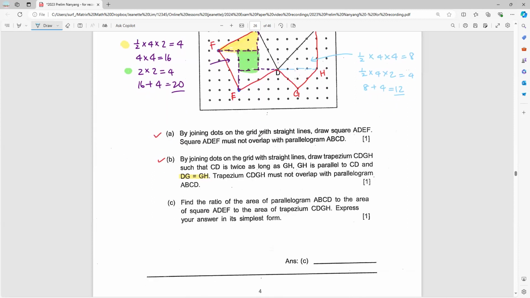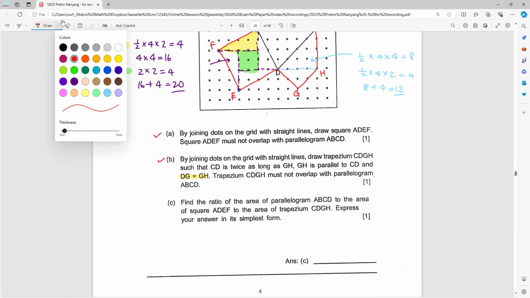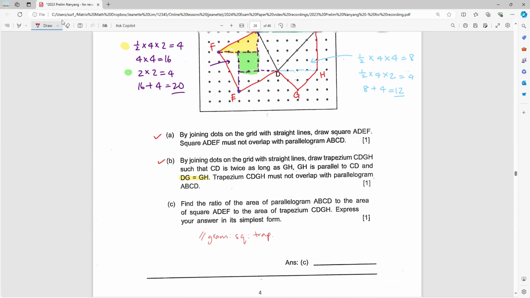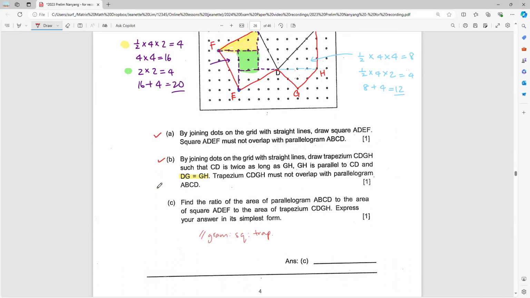Now we can have the ratio. Okay, let's write down the ratio. Parallelogram to the square to the trapezium. Parallelogram is 24. Square is 20. Trapezium 12. Simplify, divide by 4. 6, 5, 3. Okay, so this is the answer. This is how we get the answer. A bit lengthy for 1 mark question for part C.